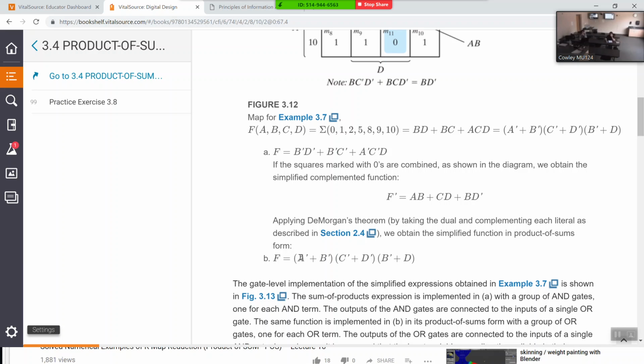Then, you notice down here, they got A prime and B prime, and there's a plus or an or between them. So A went to A prime, B went to B prime, and then you change the operation in between them. Notice here, we got CD, and it became C prime plus D prime. This one is BD prime, and it became B prime plus D. So if you have this right here, you can just kind of reverse it, can't you?